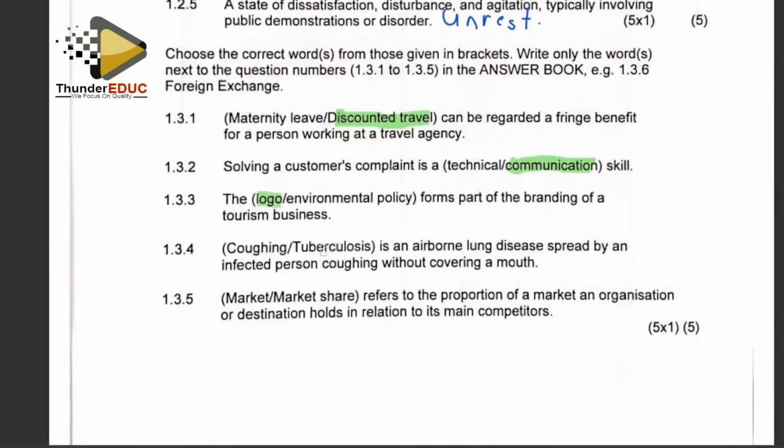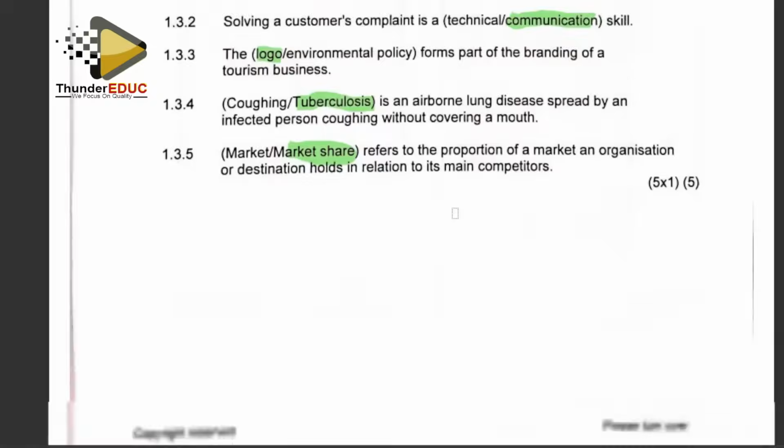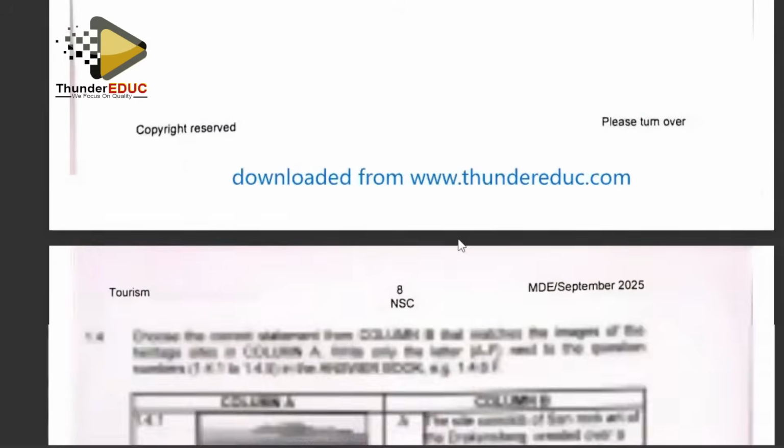Then coughing or tuberculosis is an airborne lung disease spread by an infected person. The correct answer is TB, which is tuberculosis. Then 1.3.5, it actually reads, market share refers to the proportion of a market an organization or destination holds in relation to its main competitors. That is our foreign market share.